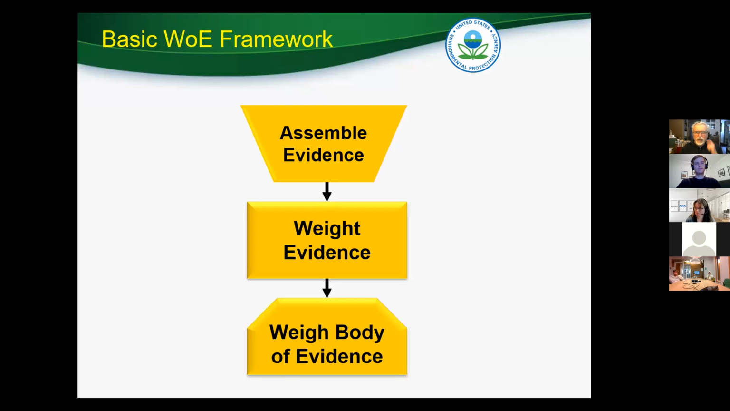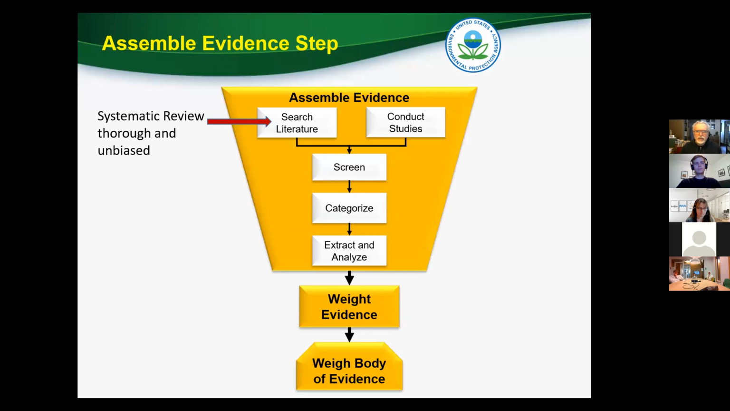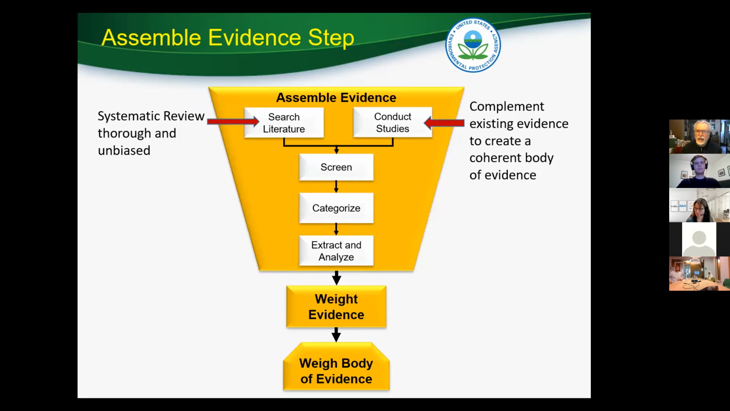And this is the basic framework. This is pretty obvious. You start by assembling your evidence, you assign weights to the evidence, and then you weigh the body of evidence for the hypotheses. And of course, there's always more to it than that. Assembling the evidence begins with systematic review of the literature, which should be thorough and unbiased. And then, you often don't have the information you need for the evidence that you want. And so you can conduct your own studies. This particularly happens with contaminated sites. And they should fill in the holes that the literature doesn't fill.